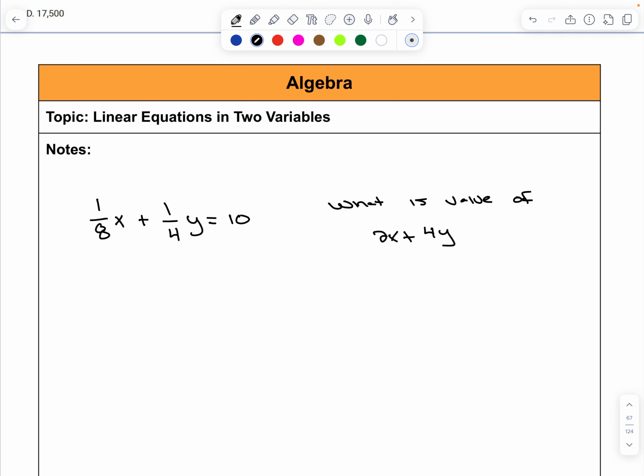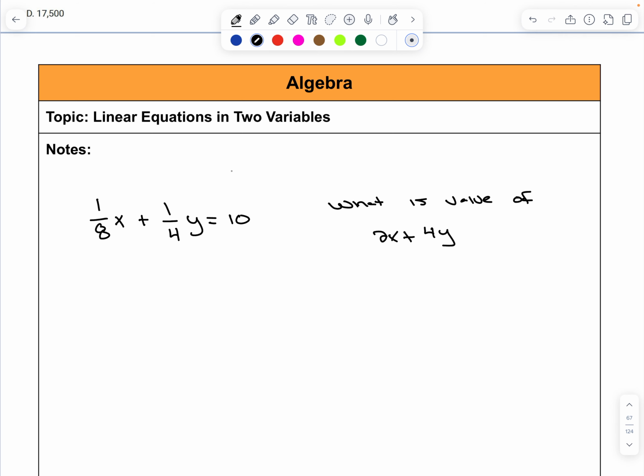In today's video, we're going to talk about linear equations in two variables and how it relates to the SAT. The most important thing in this section is it's a three-step process. The first thing we're going to recognize is we have one equation that has two variables. We are then going to compare the original equation with a new equation.